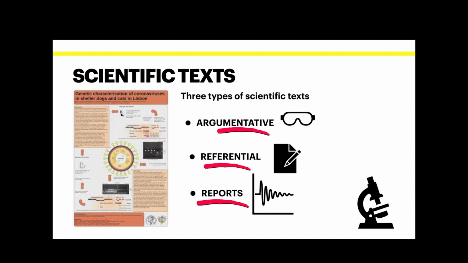There are three types of scientific texts: argumentative, referential, and reports. An argumentative text has the purpose of proving and supporting a thesis with scientific evidence. The referential text, on the other hand, has to describe a phenomenon as clearly as possible. And the report has to describe in detail the time sequence or procedure of an event. Let's study each of them in detail.